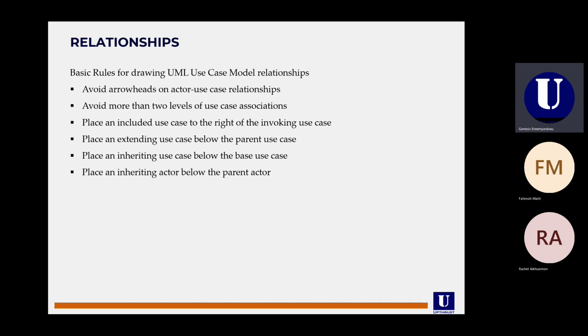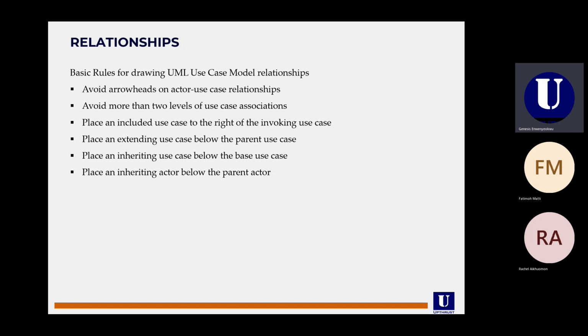We just draw the line. There should be no arrowhead. Also, we need to avoid more than two levels of use case associations. Whenever we are showing an interaction or relationship between use cases, the maximum relationship or interaction that a use case can have with another use case is 2.